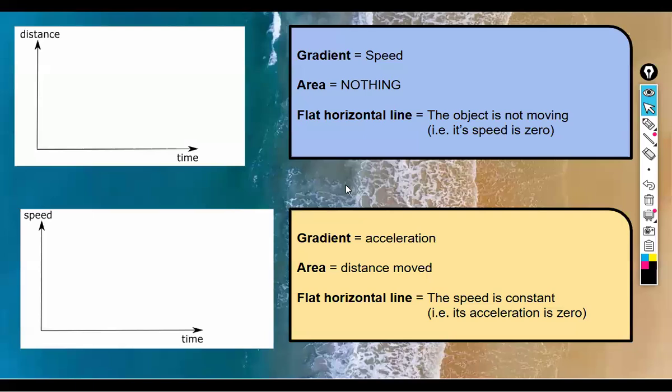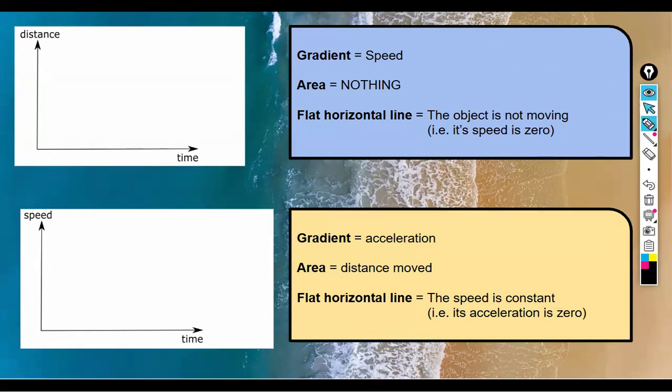Right. Now, there are two types of graphs that you're going to be given questions on. One is called the distance time graph, where the y-axis will be distance and the x-axis will be time. The other graph is something called your speed time graph, where they will measure speed on the y-axis and time once again on the x-axis. Okay?